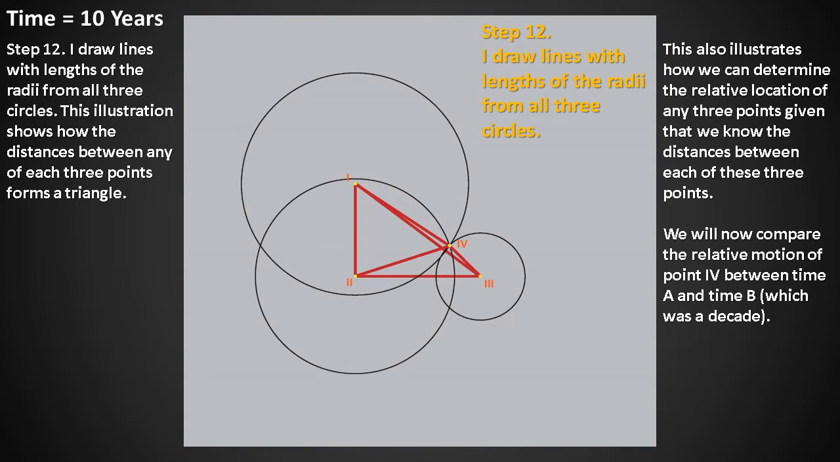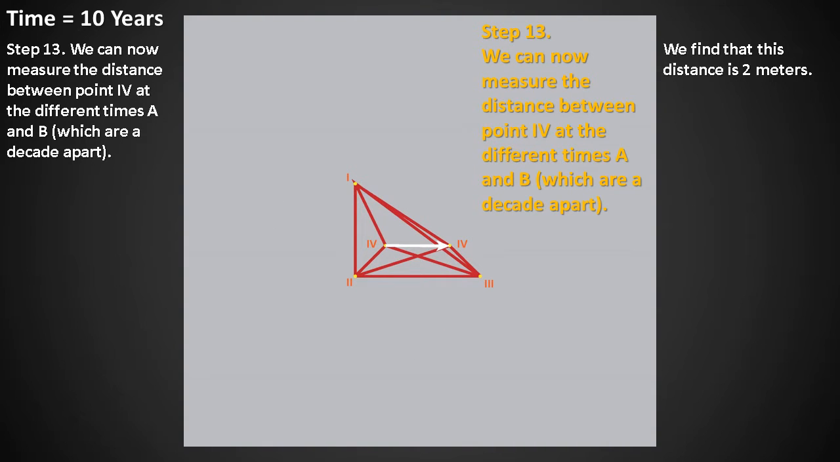We will now compare the relative motion of point 4 between time A and B, which was a decade. Step 13. We can now measure the distance between point 4 at the different times A and B, which are a decade apart. We find that this distance is 2 meters.